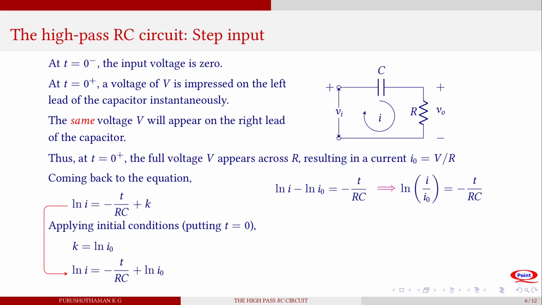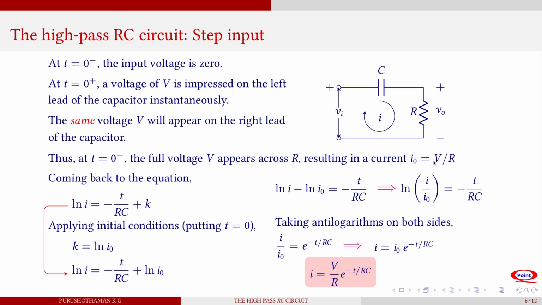Now take anti-logarithms on both sides, which will give I by I0 equal to e raised to minus T by RC, or I equals I0 e raised to minus T by RC. And we know I0 is equal to V by R, that is the current at T equal to 0 plus in the circuit. So we have I equal to V by R e raised to minus T by RC.